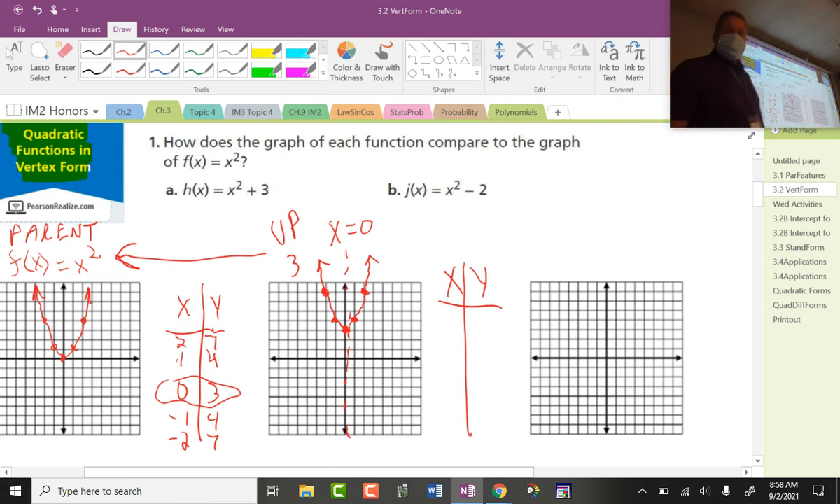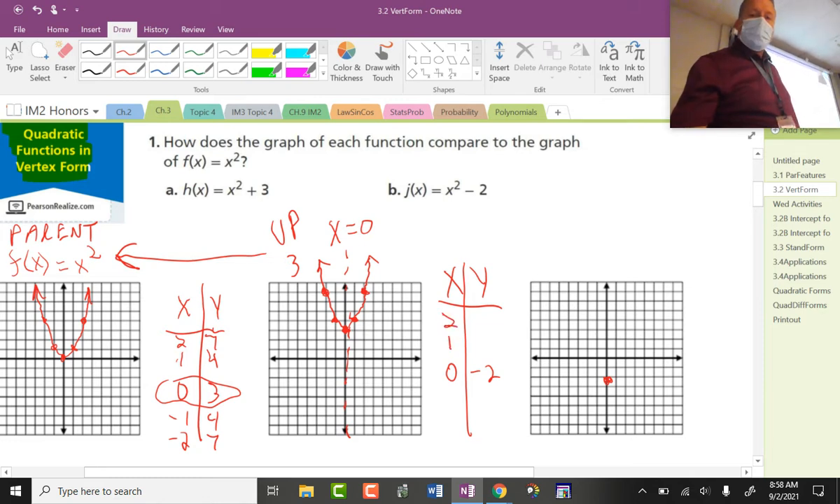Still 0, but in this case, when I plug in 0, I get negative 2. So I bet you we'll have a down 2 situation. But let's prove it with some other coordinates and go faster. 1, 2, negative 1, negative 2.